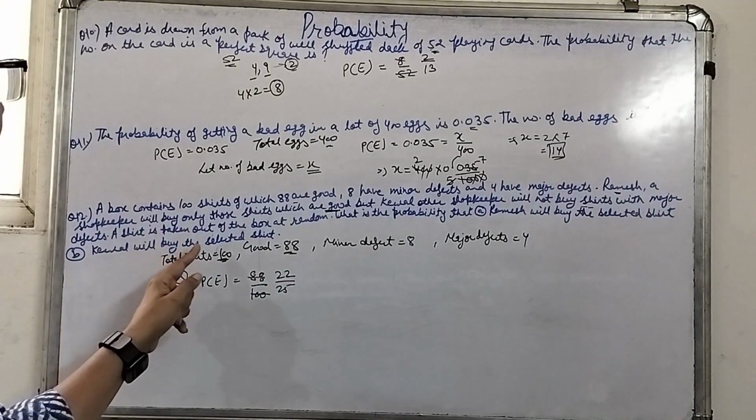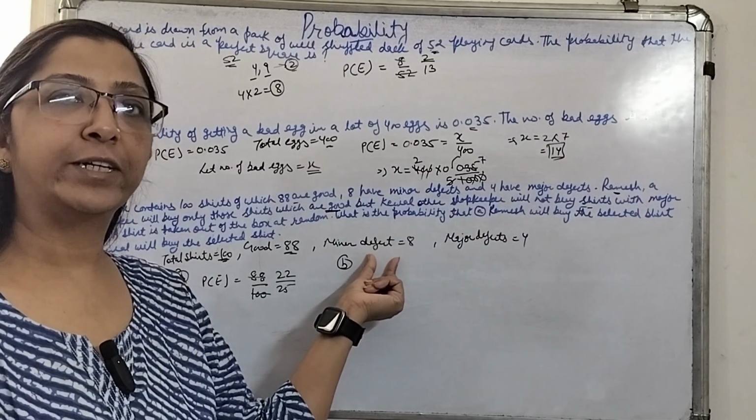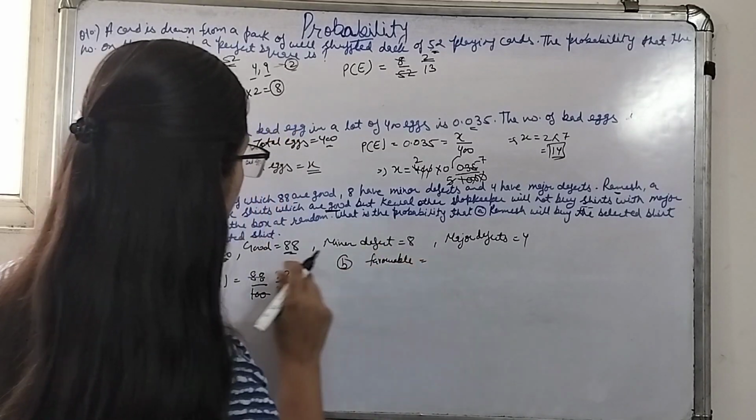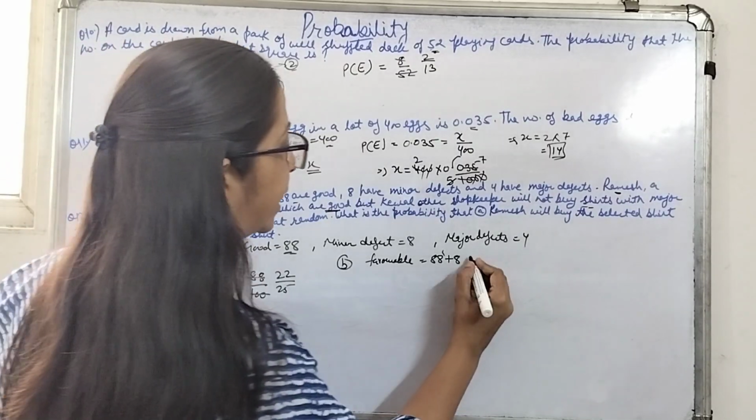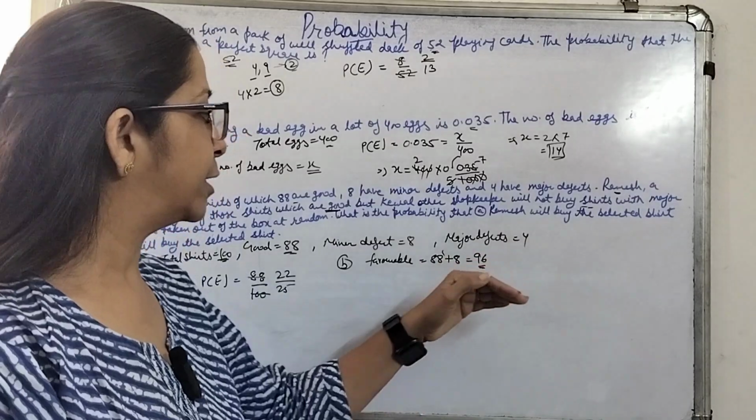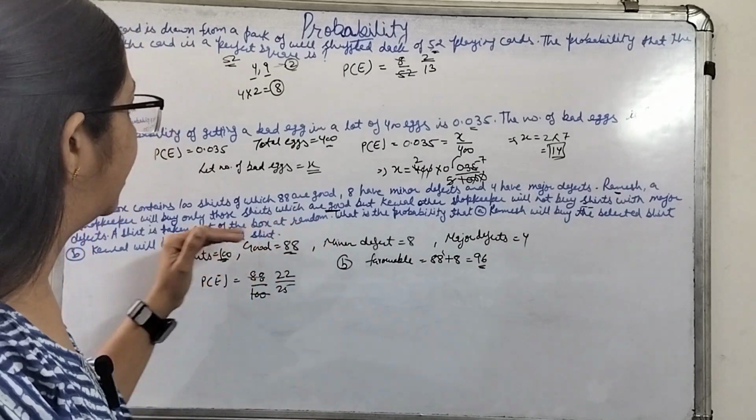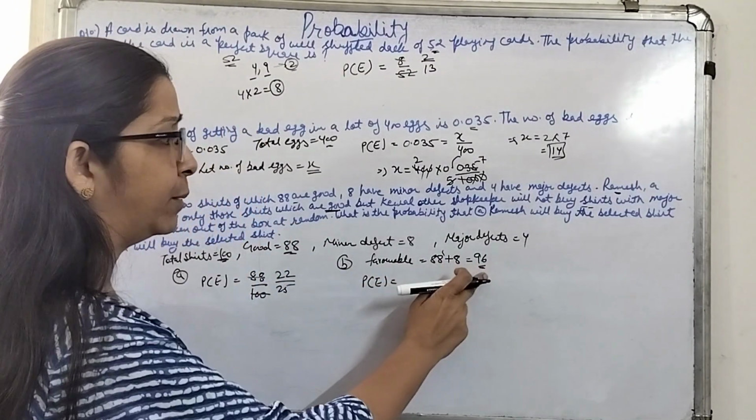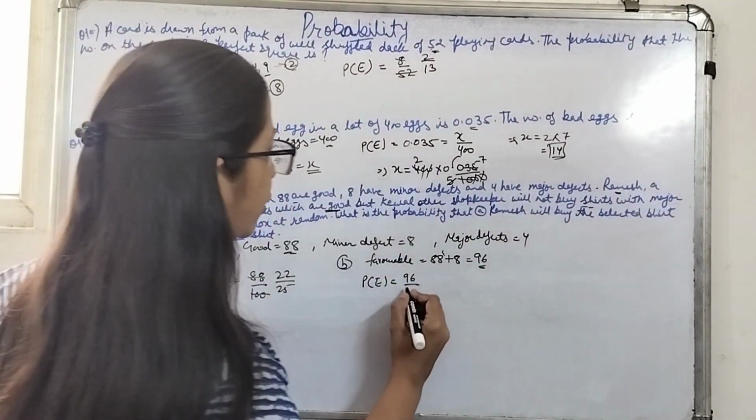Now the second is Keval will buy the selected shirt. Keval could buy the good shirts and also the shirts with minor defects. So favorable outcomes for him could be your 88, that is your good shirts, and shirts with minor defects, that is your 8. That means total 96 are his favorable outcomes. That means out of 100 shirts, if any of these 96 shirts is selected, then he'll be taking the shirt. In that case, probability will be total number of favorable outcomes, that is your 96, divided by total number of possible outcomes, that is your 100.